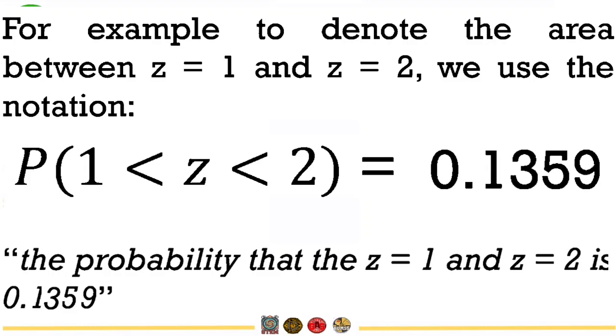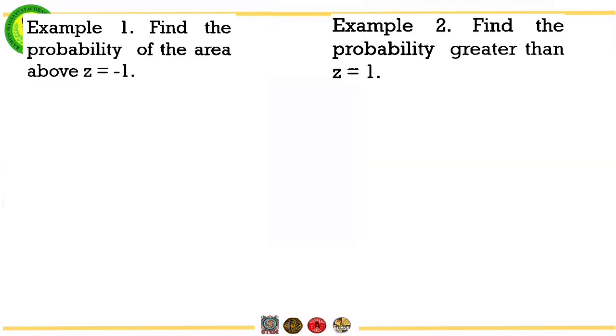Okay, so let's have another example. Example number 1: find the probability of the area above z = -1. Again, I suggest you illustrate, so more or less we have an idea what the area will be. This is 0, and we are talking about -1. Find the probability of the area above -1, so we shade to the right. This is the area, and if you can see, it is more than 0.5.